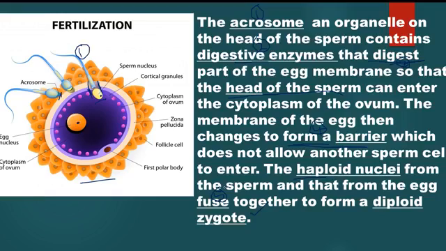Then after that, we have changes, reactions that take place that lead to the formation of a barrier membrane. Now this barrier membrane does not allow any other sperm to enter into the cytoplasm. Then finally you finish by telling us the process of fertilization. The haploid nucleus from the sperm fuses with the haploid nucleus from the egg to give us a diploid zygote. If we explain that correctly the way I've said, you are sure of getting 5 marks.